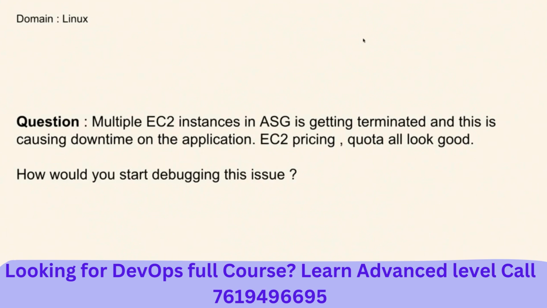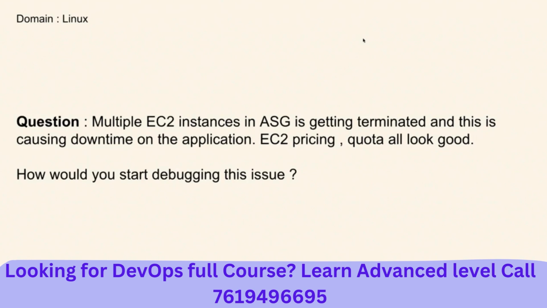Multiple EC2 instances in an ASG, that is an auto scaling group, are getting terminated. And this is causing downtime on the application side. EC2 pricing and quota all look good. How would you start debugging this issue?